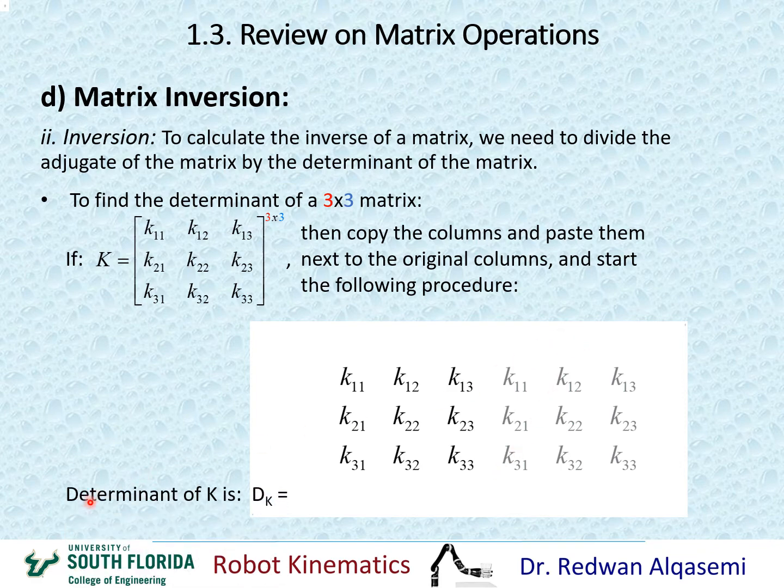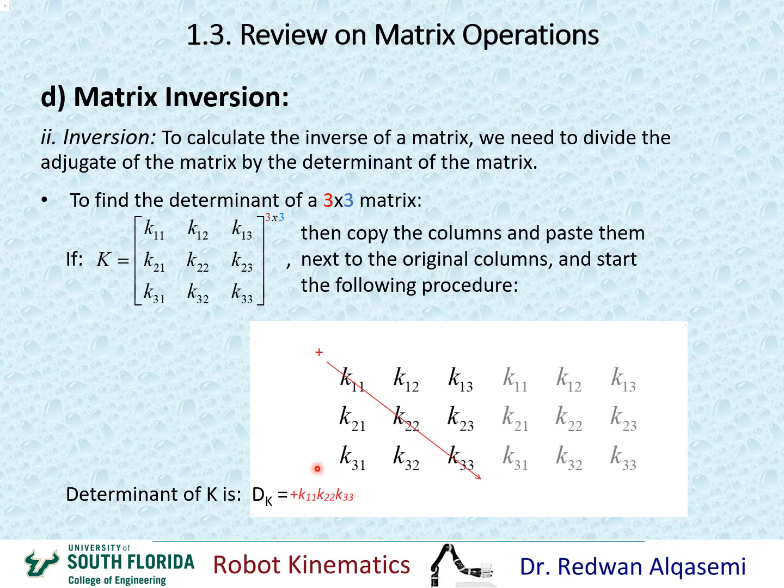I'm going to put here what the determinant of K is, D sub K. The first thing we need to do is find the multiplication of the first diagonal elements, and that would be a positive sign. So I'm going to be multiplying K11 times K22 times K33. And that would be positive, so I put it right here.